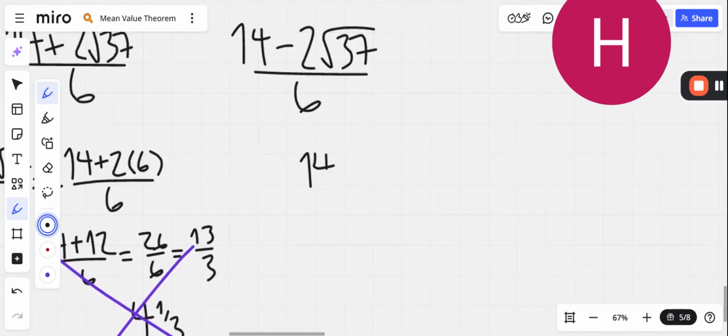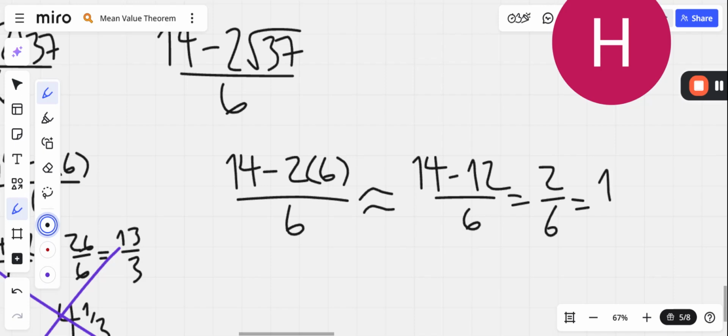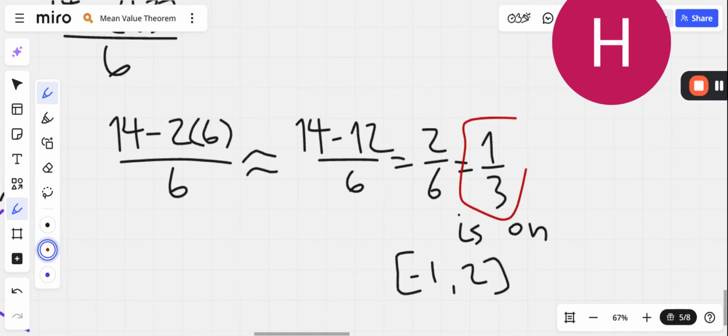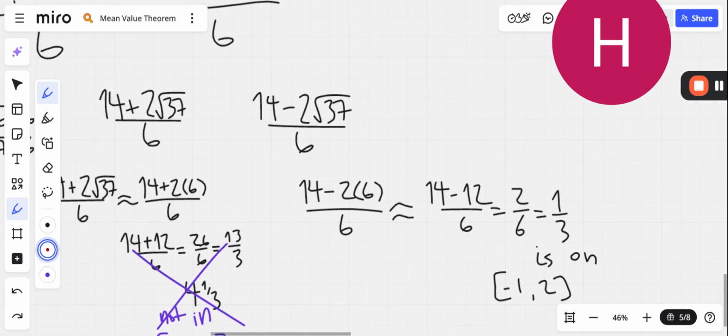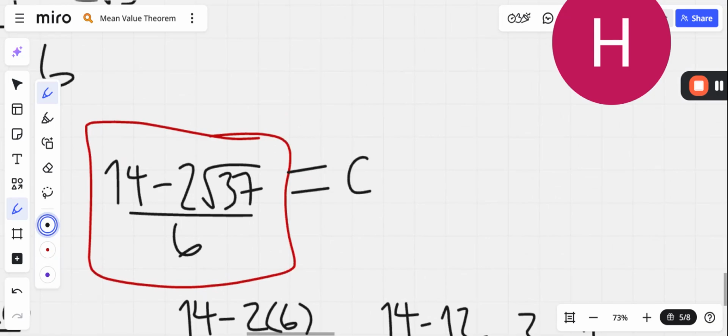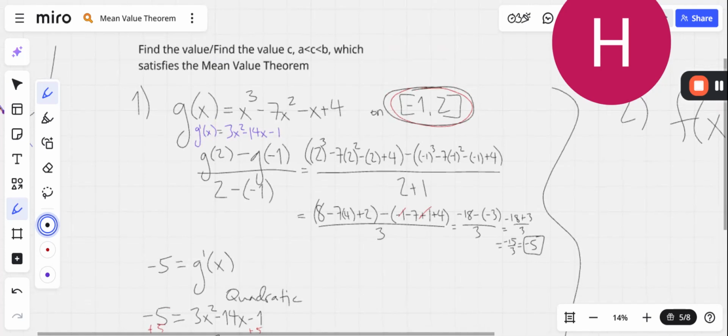Instead, we're going to do something like 14 minus 2 times 6. It's technically minus 2 times a little more than 6. So this is technically going to be a little less than, but approximately 14 minus 12 over 6, which is 2 over 6, or 1/3. And that is on the interval from -1 to 2. So this is the value which is guaranteed. I shouldn't say that's the value. I should say this is the value which is guaranteed by the mean value theorem to have the exact same slope as the average slope between the points from -1 to 2.